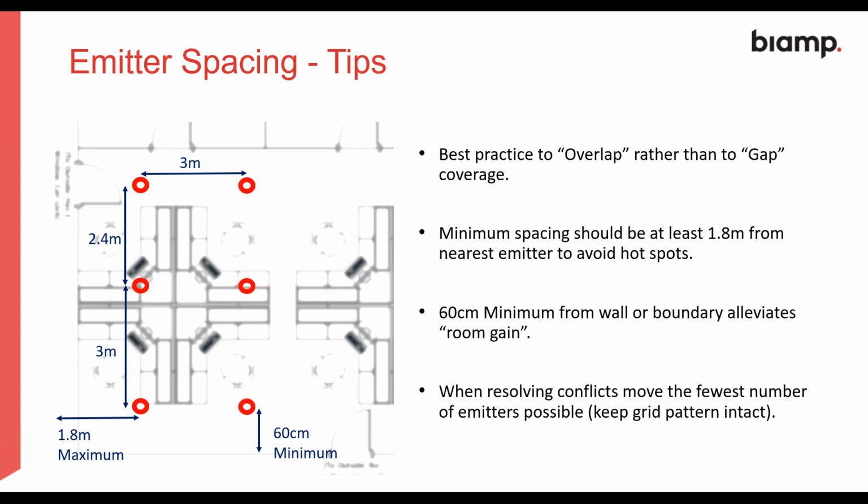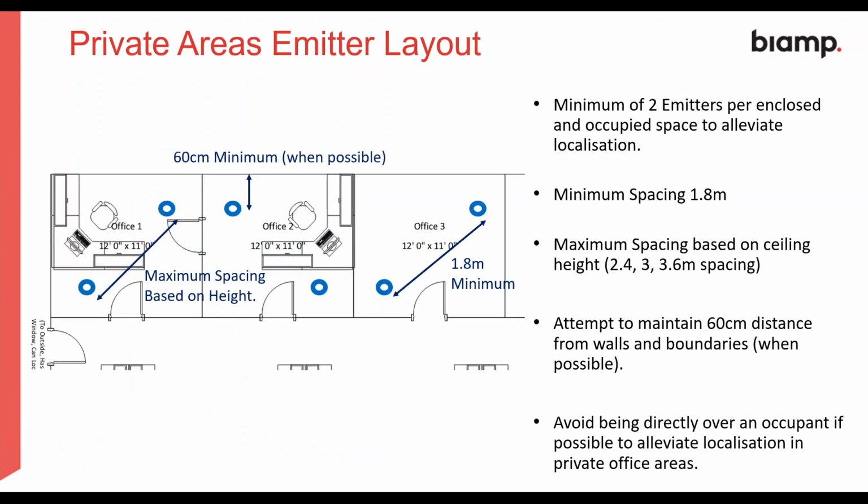When we look at the private areas or internal offices, then we would look at different rules to a degree, and these basically are we should always have a minimum of 2 emitters in a room. The reason for this is that we don't want somebody to localize on the sound. It wants to become part of the room where it's not a localized sound.